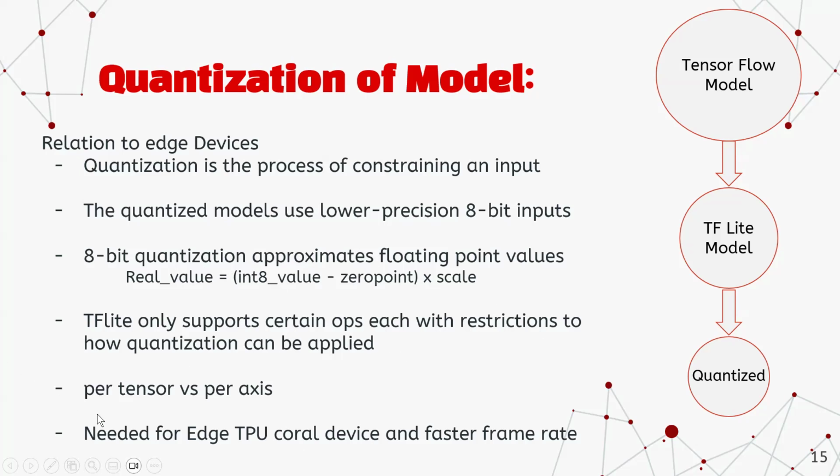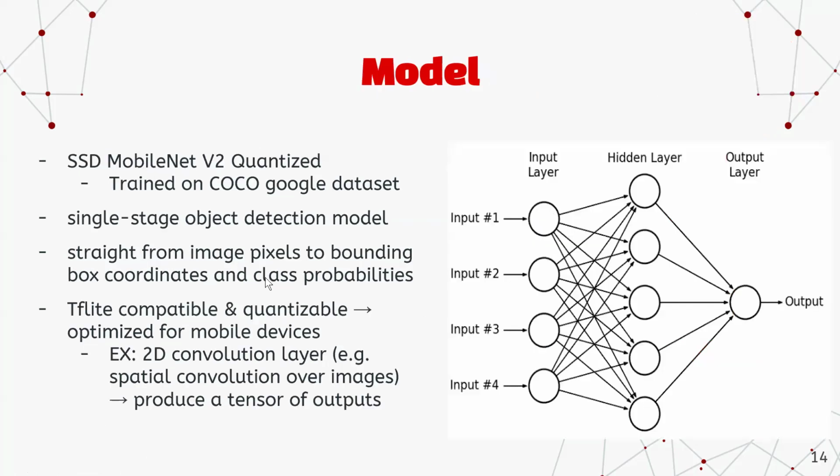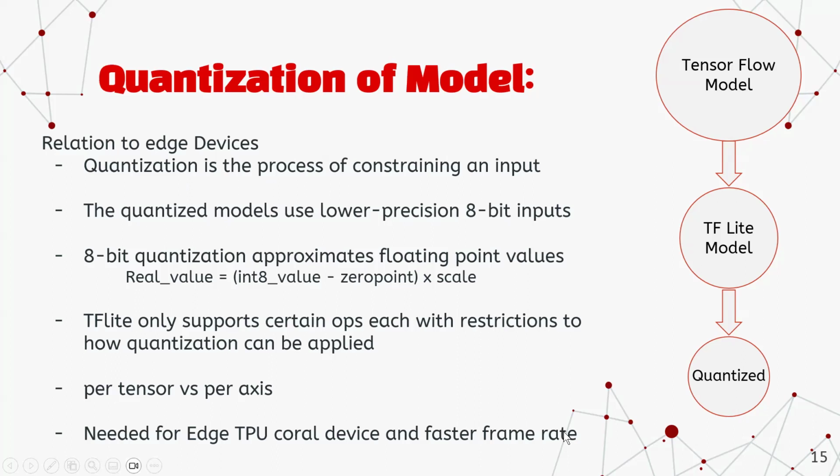You can apply quantization on a per tensor or per axis basis. So each one of these tensors, each one of these neurons, can be quantized individually, or you can get a value for this entire axis and quantize once. It depends on how much speed you want and how much accuracy you're willing to sacrifice. We quantize on a per tensor basis, needed for Edge TPU core devices and a faster frame rate.